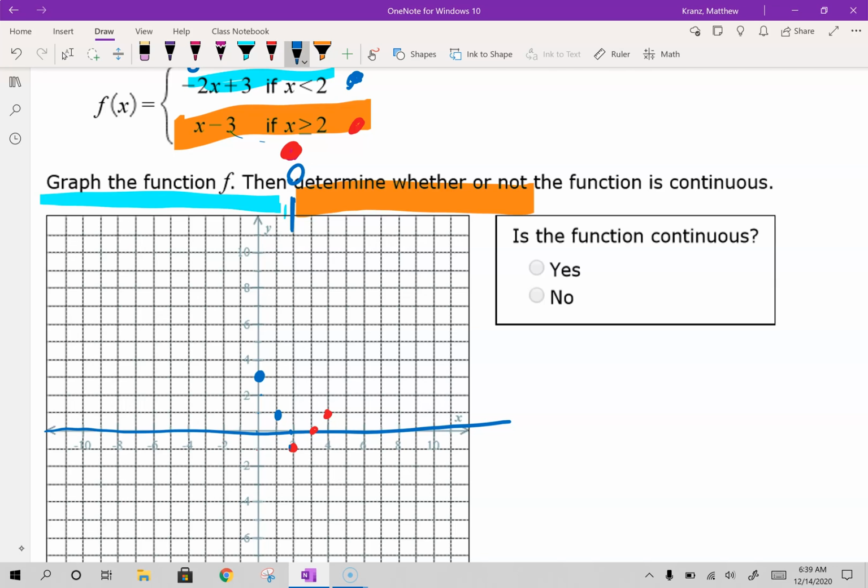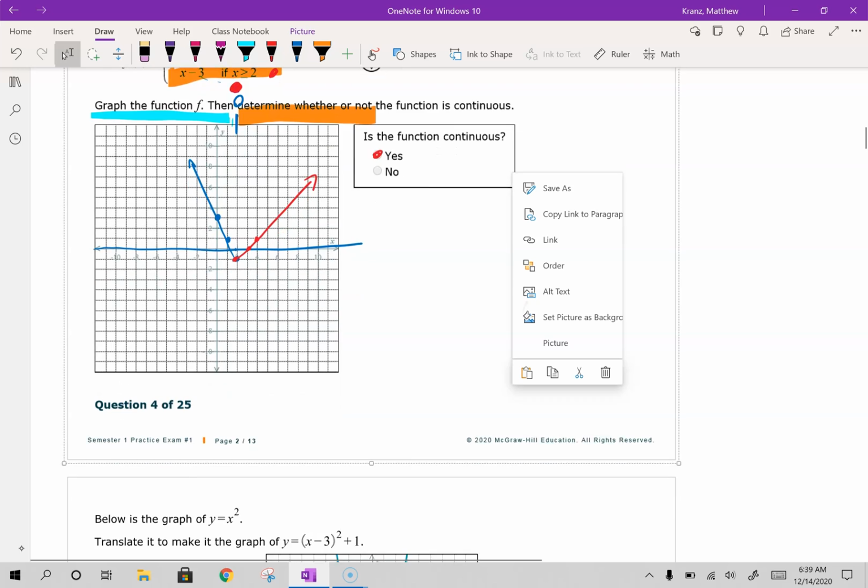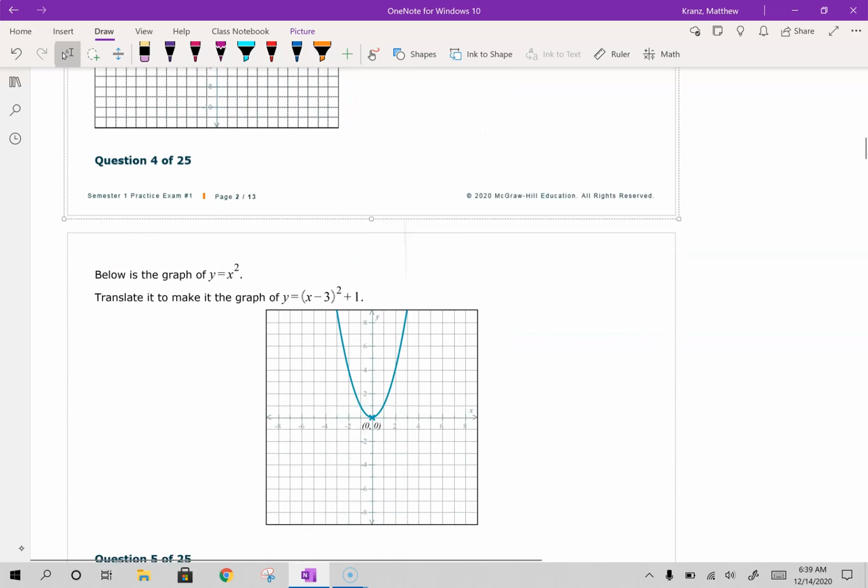Down 2 over 1. I'm sorry, it's right there. So this one goes this way. This one overlaps and goes this way. And this is what it would look like. Is it continuous? Yes. See how it meets itself? So the answer is yes, it is continuous. If it ever breaks, it's not continuous.